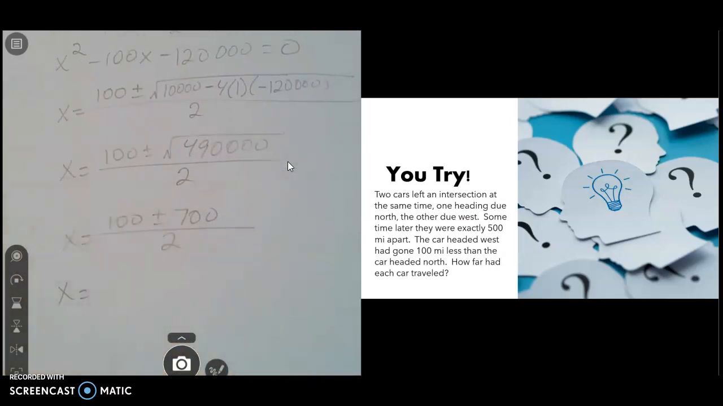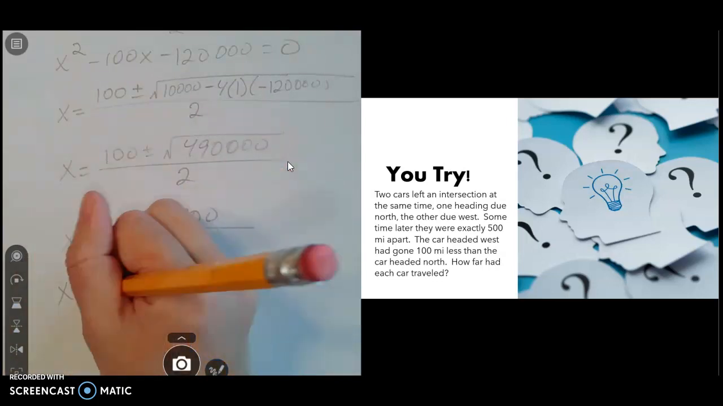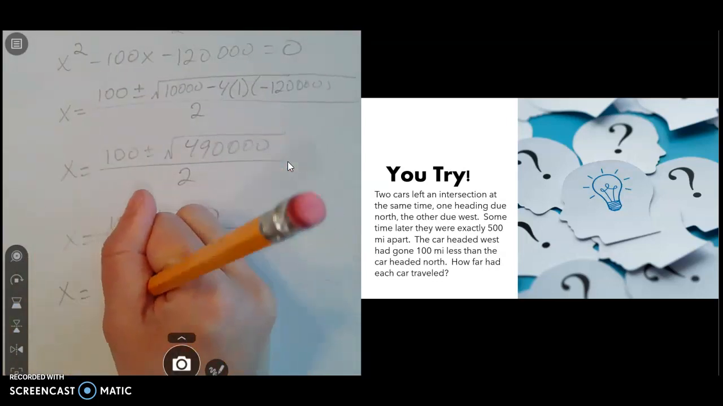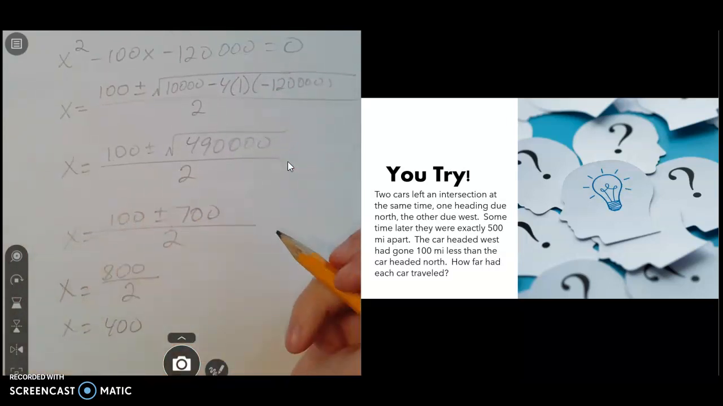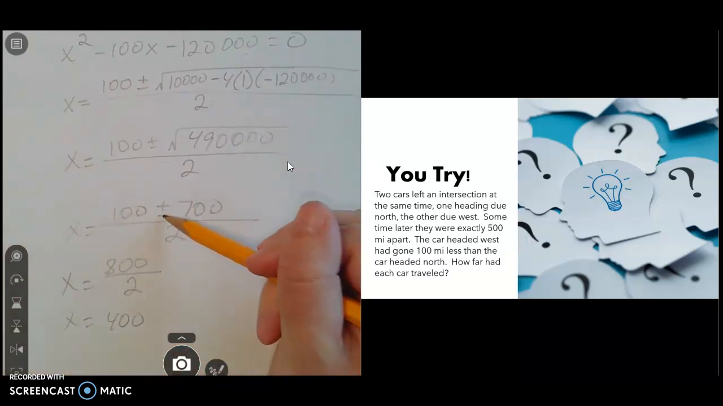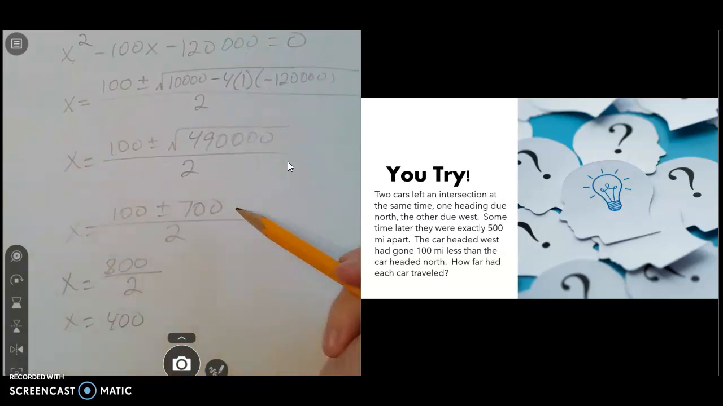So we have 2 options. We can do 100 plus 700, which would be 800 over 2, and 800 divided by 2 is 400. The other option is to do 100 minus 700, which is going to give you a negative 600. That negative should be some sort of a red flag for you, because that would be going in the opposite direction. So that's not what we are looking for, okay?